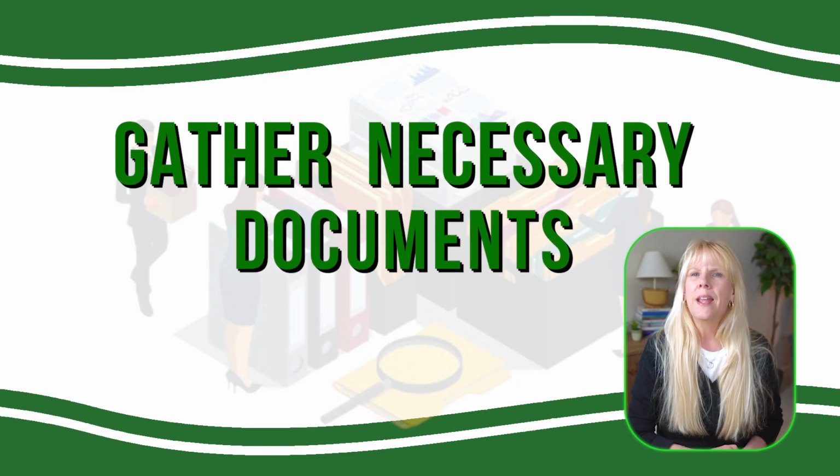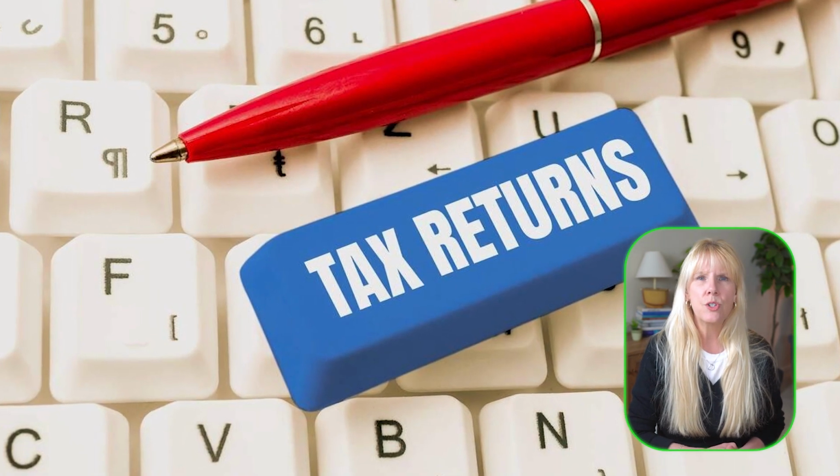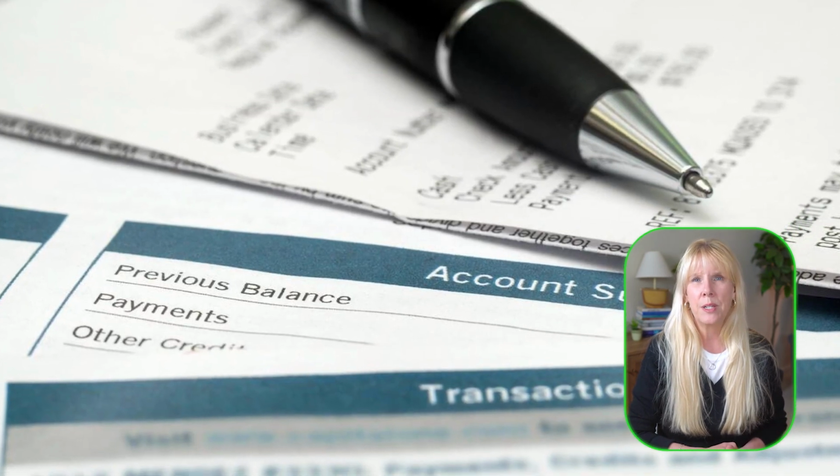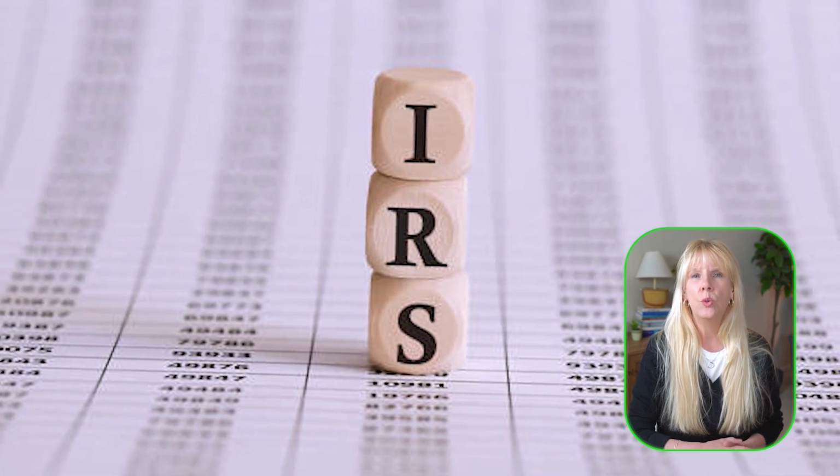You're also going to need to gather necessary documents and collect information like your tax returns, your W-2 forms, and bank statements to provide accurate financial information for either yourself or your parents. Luckily now you can use the IRS data retrieval tool to link you or your parents' tax information directly from the IRS, and this is going to avoid so many errors and streamline the process.